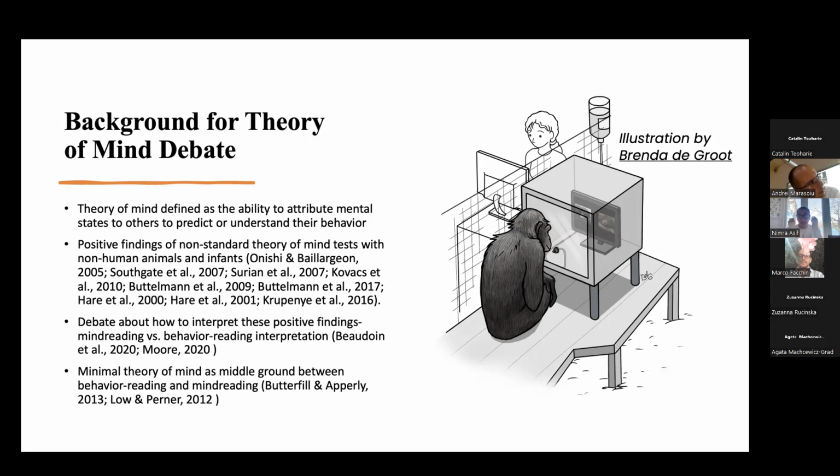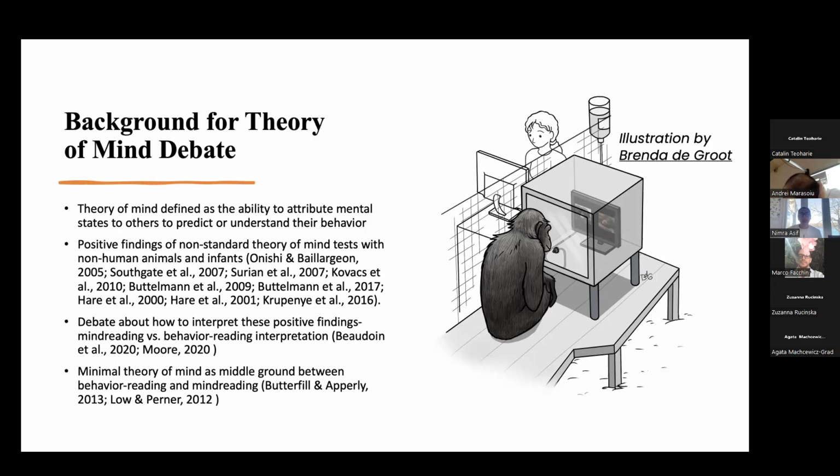research with non-human animals and children. So the standard test, as many of you know, is the false belief task, the Sally-Anne task, and that usually, when it's presented, requires the participants to predict the behavior of a character by attributing a false belief to the character. And the findings, at least very systematically, of these standard tests were that children younger than 4 can't pass them, and non-human animals don't do very well on these tests either.